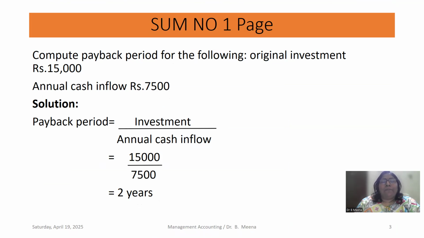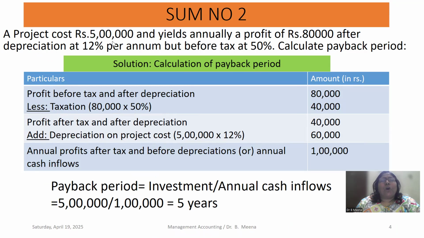Next problem. A project costs 5 lakhs. Project cost is nothing but the investment. It yields annually a profit of 80,000 after depreciation at 12%. The depreciation percentage is given and the tax percentage is 50%. Calculate the payback period. So we need to work out the annual cash inflows for this problem.